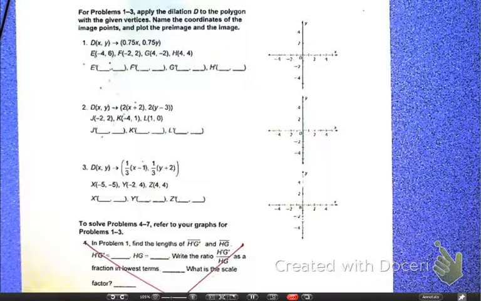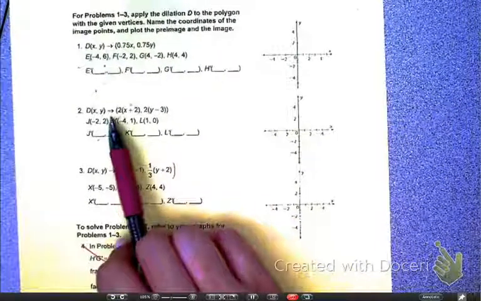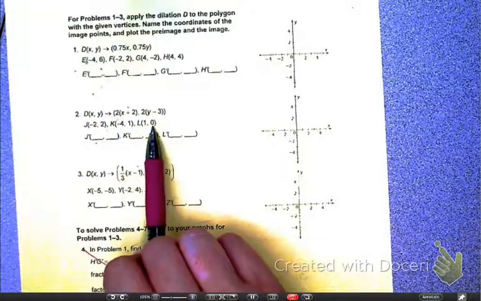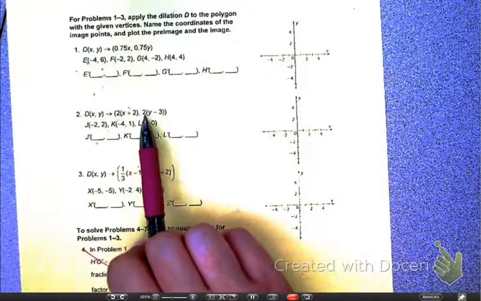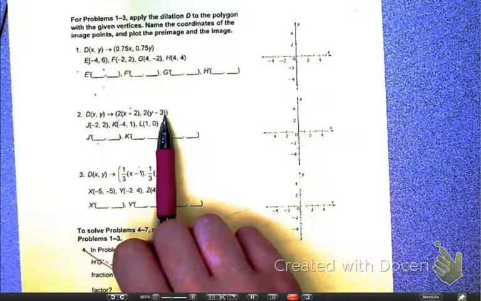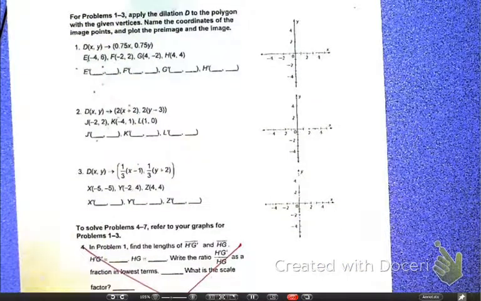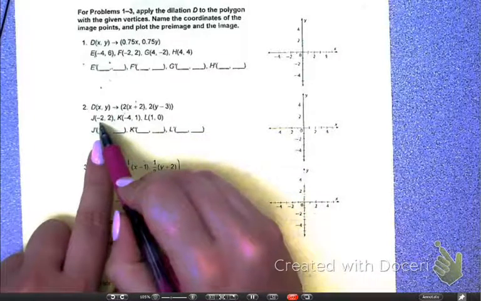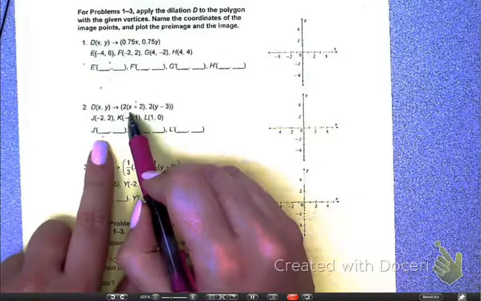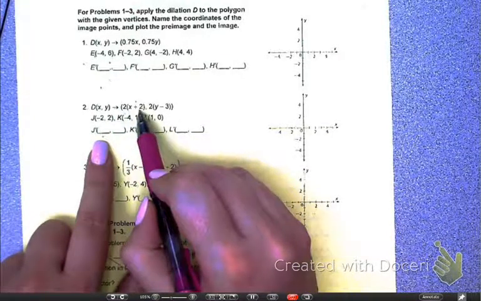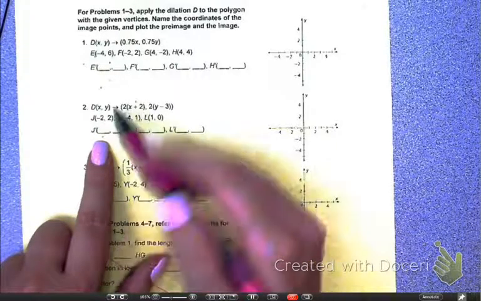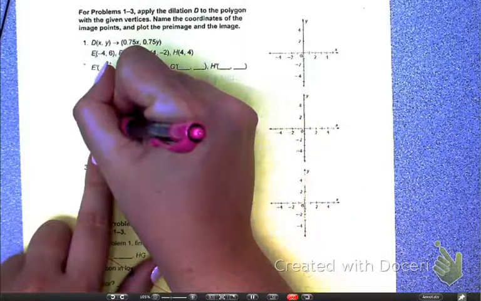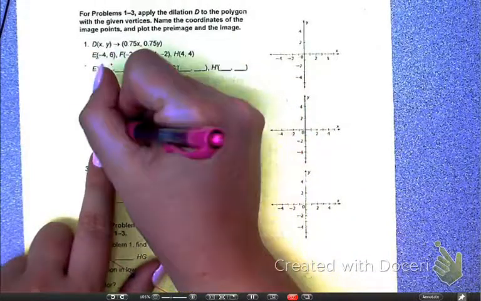Now I want you to look at 2 because 2 looks slightly different than the ones on the first page. You'll notice that the dilation says x becomes 2 times x plus 2, and y becomes 2 times y minus 3. We are doing the same thing, so I'm going to help you with J prime. You are going to take x and plug it in for x. So negative 2 plus 2 is 0. 0 times 2 is 0.